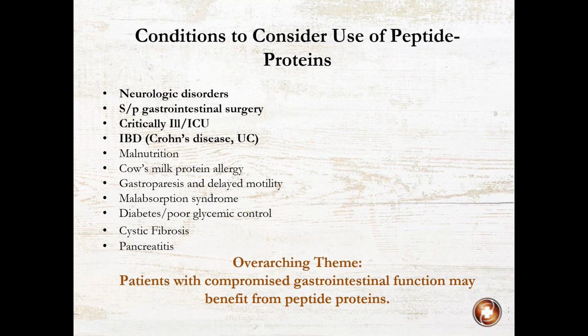any post-op gastrointestinal surgery, critically ill or ICU setting, irritable bowel disease, which can be Crohn's disease or ulcerative colitis, malnutrition, if there's any cow's milk protein allergies, gastroparesis and delayed motility, any malabsorption syndromes, diabetes or poor glycemic control, cystic fibrosis, and pancreatitis. So the overall theme here is that patients with compromised gastrointestinal function can benefit from peptide proteins.